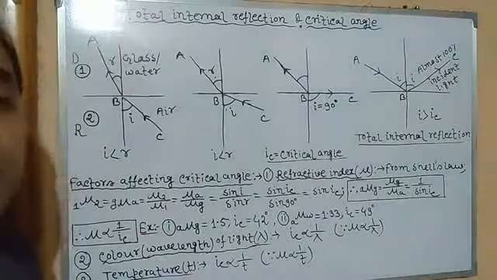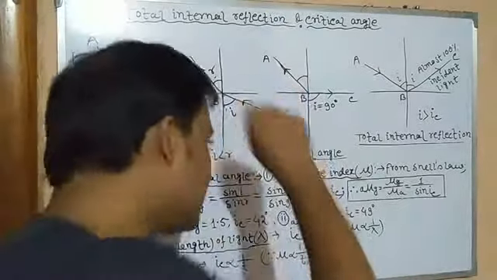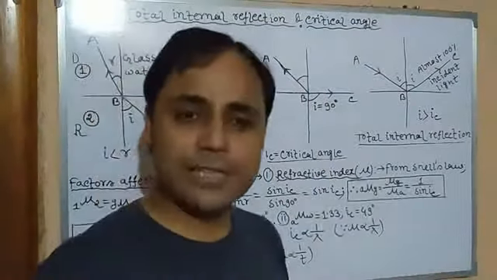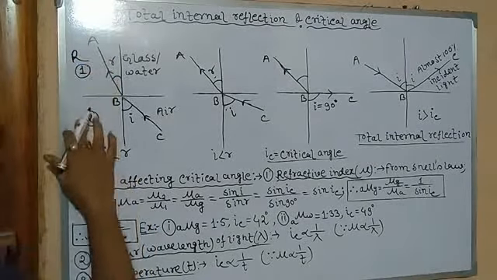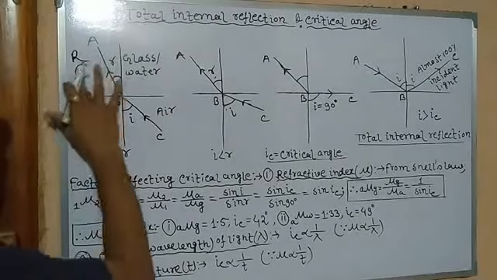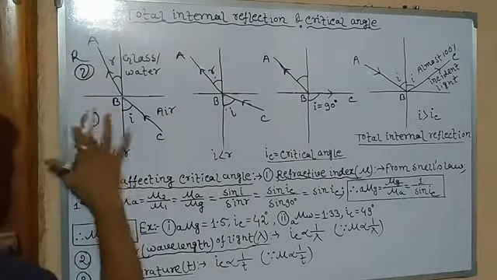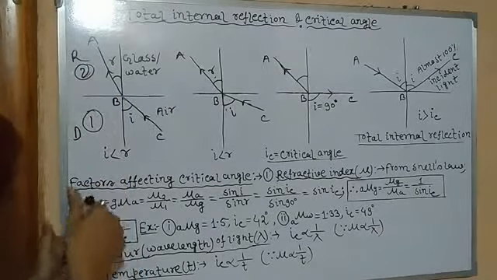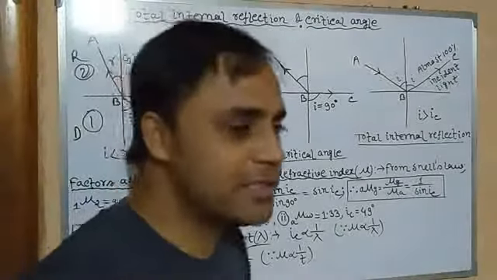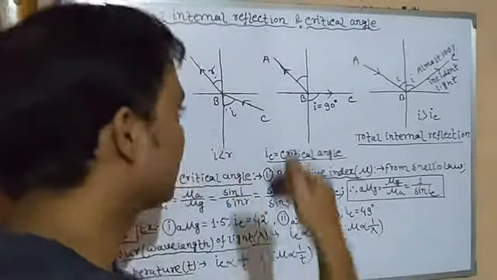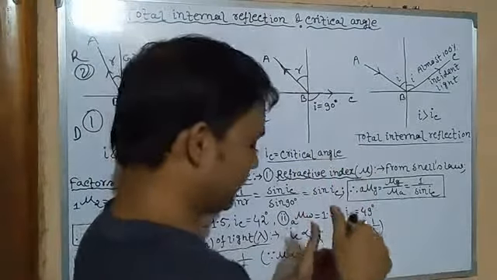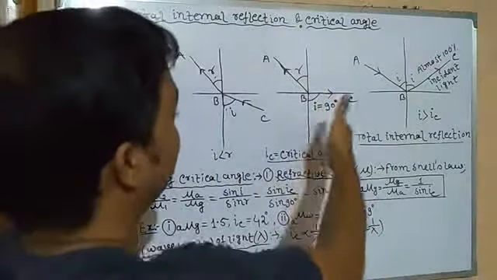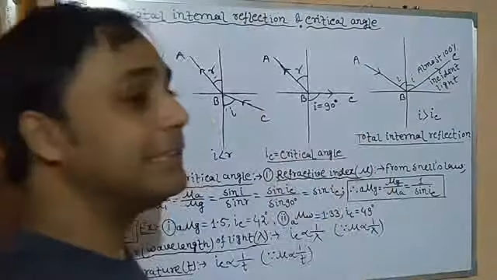But what is the definition of critical angle? The angle of incidence in the denser medium, for which the angle of refraction in the rarer medium will be 90 degrees. Here, the rarer medium is 1 and the denser medium is 2. But here we still have the angle of incidence at 90 degrees.